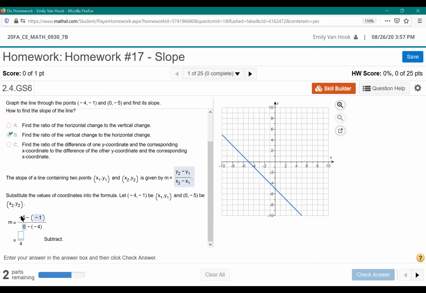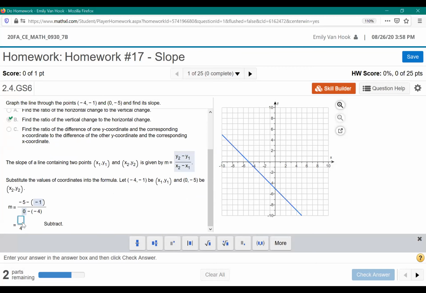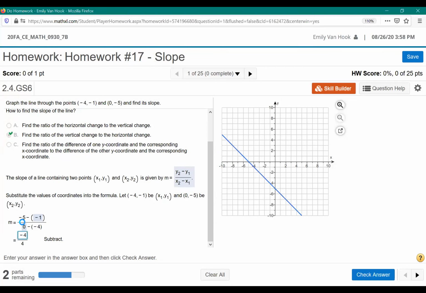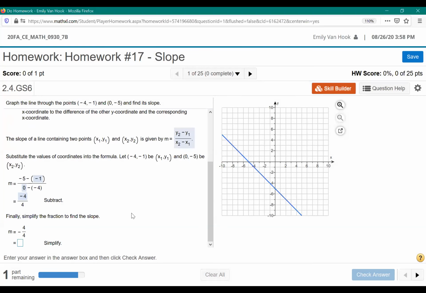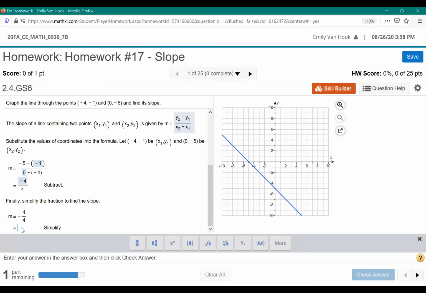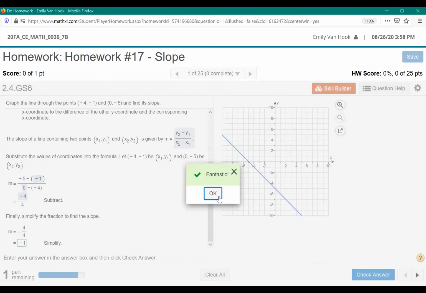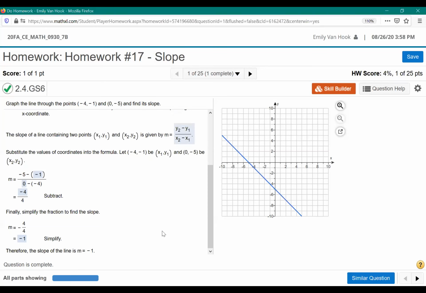Okay, now we'll simplify. -5 minus -1 is really -5 plus 1, which is -4. So I'm getting -4 over 4. 0 minus -4 is 4. So -4 over 4. Now we simplify. -4 over 4 is equal to -1. Because 4 divided by 4 is 1. Okay, so there you go. So it really makes you work for it with that one.